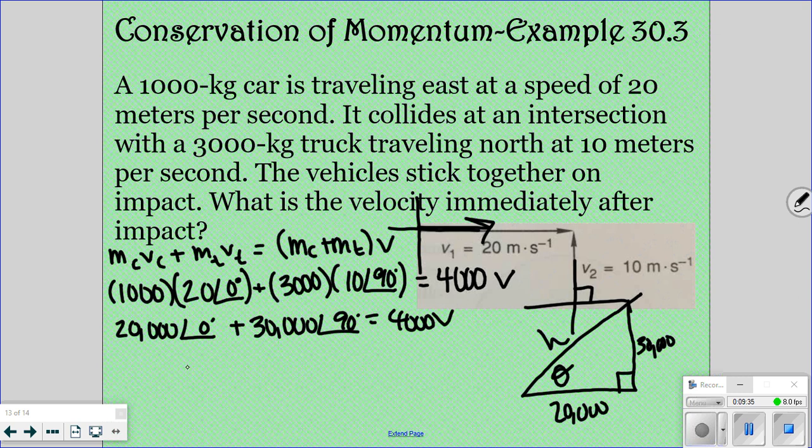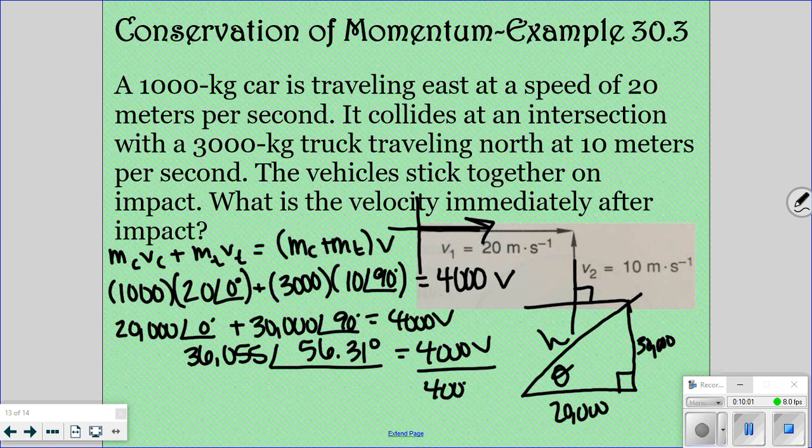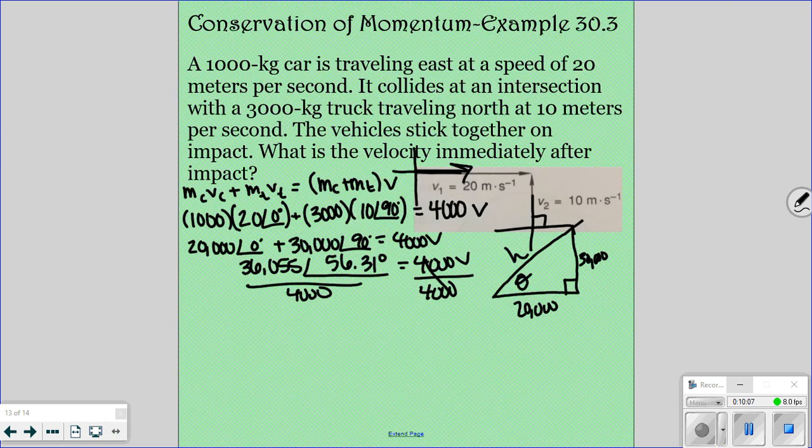And if you find your hypotenuse, you should get 36,055. And if you find your angle, you should get 56.31 degrees. And so that's what these two numbers add up to be. And then to find your velocity, you're just going to divide by 4,000. And so you only divide the 36,000 by the 4,000. The angle doesn't change. So you should have 9.